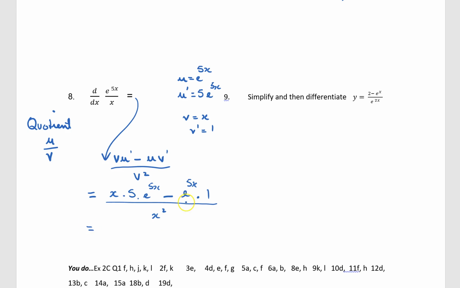e to the 5x is a common factor, and we're left with 5x minus 1 all on x squared. It didn't allow us to do any cancelling, but I guess that doesn't matter. It still looks neater and more simplified.